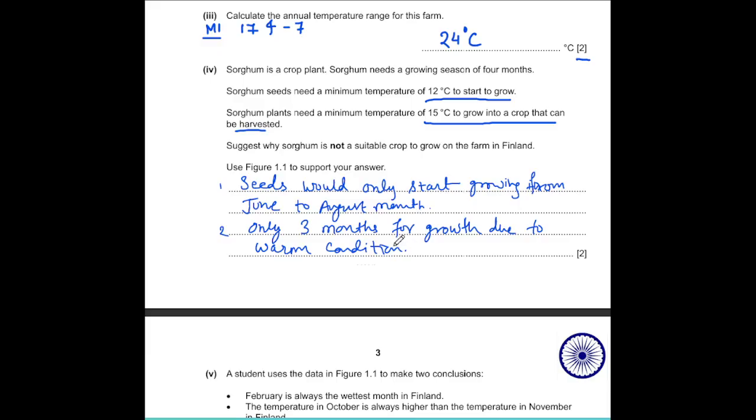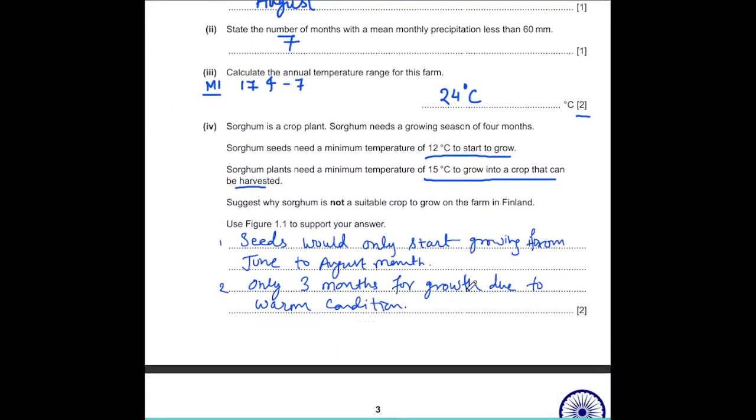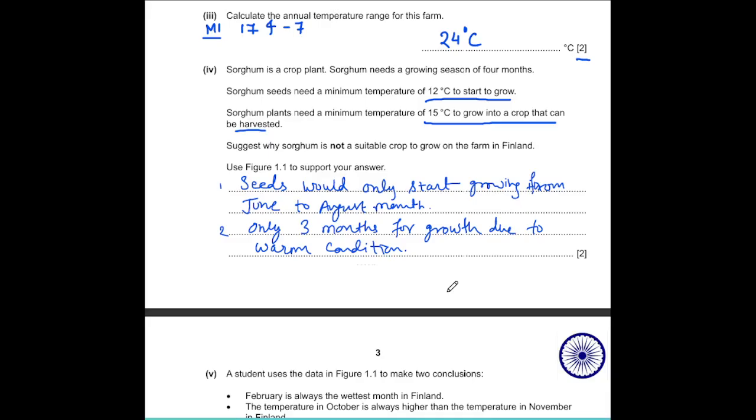Rest all you can see the temperature, this is only the minimum temperature 5, it cannot go beyond 0 because it's having a negative impact over the growth of a plant. So we are taking June, July, August, these 3 temperatures. Otherwise if you see other months, rest all are marking at lowest. Its requirement is 12. So only 3 months for the growth due to the warm condition. So this is how we get the 2 marks over this answer for the agriculture topic.